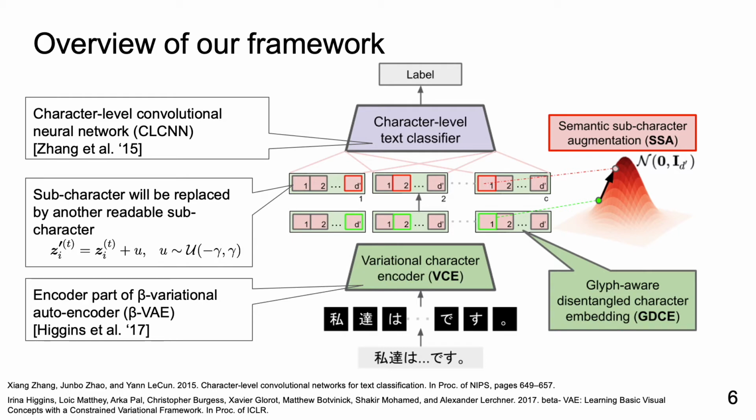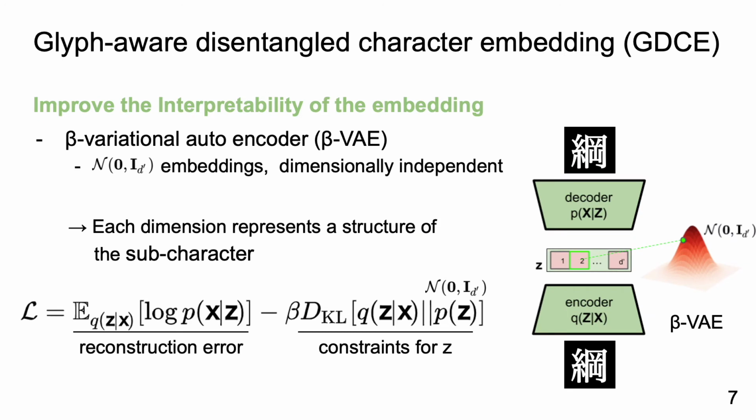Next, I introduce the details of the GDC. In order to achieve GDC, we use beta VAE as a variational character encoder. The beta VAE provides a highly independent embedding where each dimension follows a nearly normal distribution. Based on these desirable features, we expect each of the important subcharacter structures to be embedded in certain dimensions.